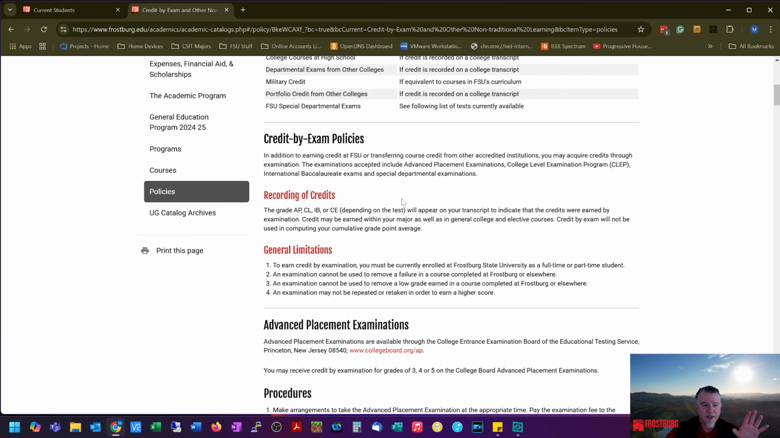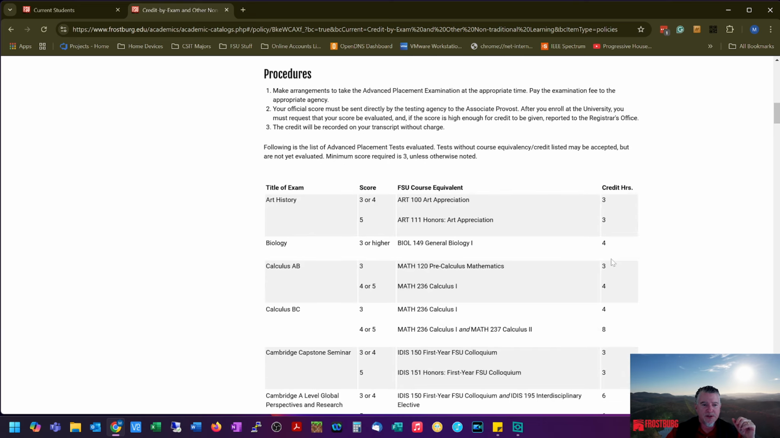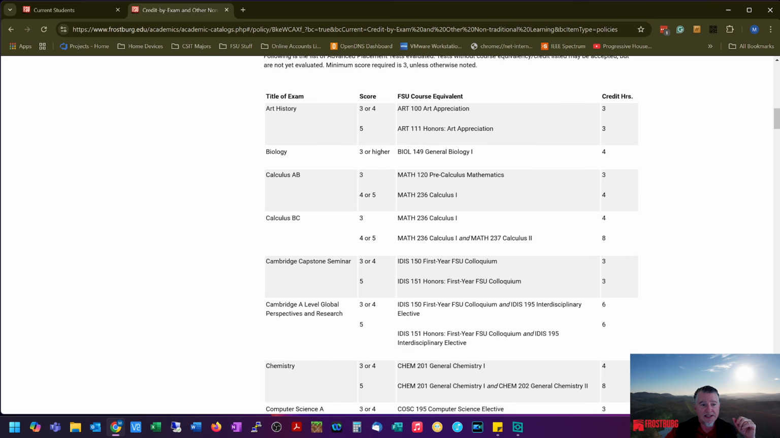So let's come into credit by exam and give an example. I took AP Calc A and I scored a 4 on it. Will I receive credit at Frostburg State University? So you come right into advanced placement examinations. We scroll down until we find Calculus AB. I said A a minute ago, but I really didn't mean AB. And if we look here, we can see that if I scored a 4, which is what I said, I will be awarded the equivalent of Math 236, which is Calculus 1.